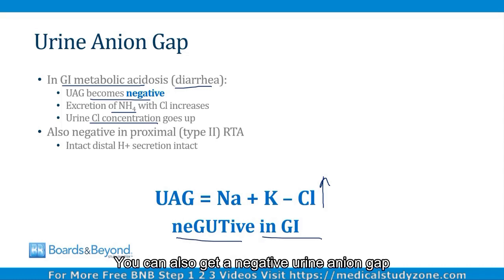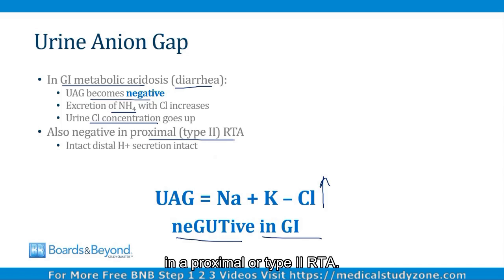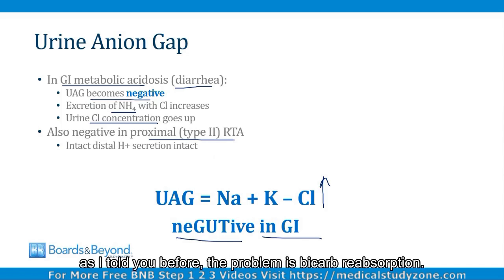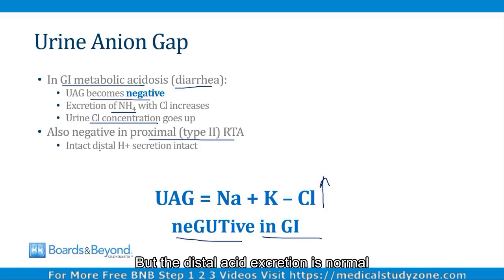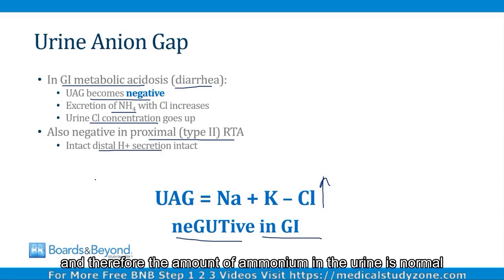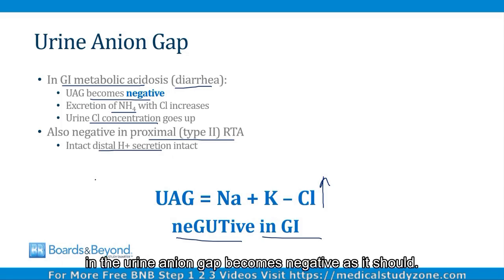You can also get a negative urine anion gap in a proximal or type 2 RTA. That's because in this form of acidosis, as I told you before, the problem is bicarb reabsorption, but the distal acid excretion is normal, and therefore the amount of ammonium in the urine is normal, and the urine anion gap becomes negative as it should.